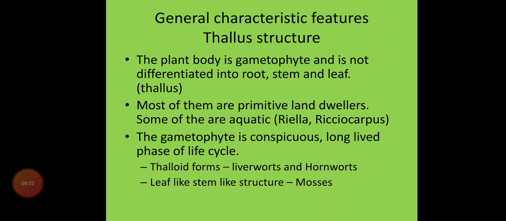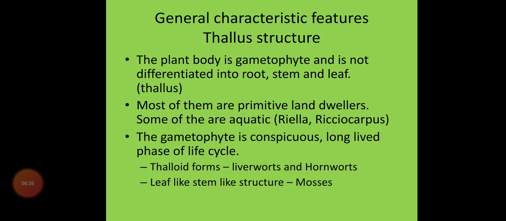The gametophytic phase is conspicuous and long-living in their life cycle. In bryophytes, the sporophytic phase is a very short period. The gametophytic phase is long and conspicuous. In some bryophytes, the plant body is a thalloid form. Good examples are liverworts and hornworts.